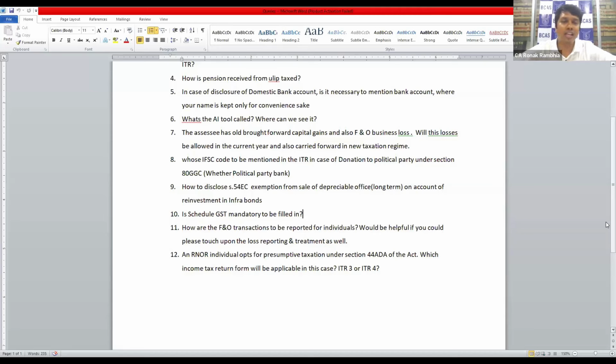So here, in case of losses, there is a view where you would require a tax audit since it's a business loss. You are showing it below the limit. So here you would require to do tax audit also in case of loss from FNO.